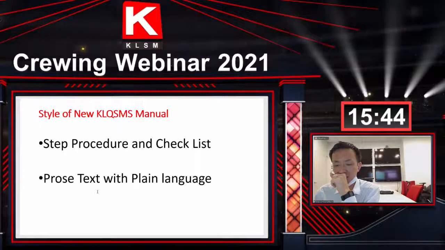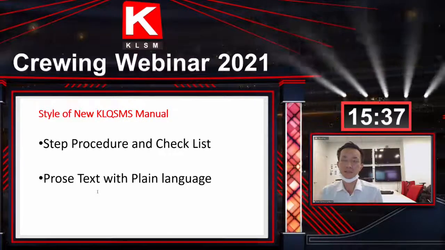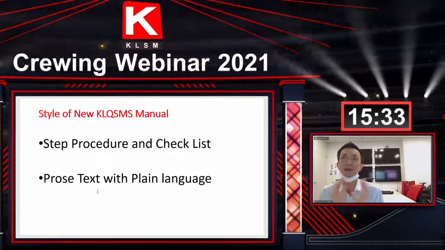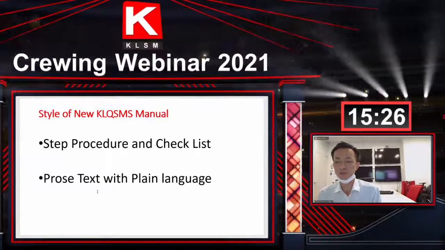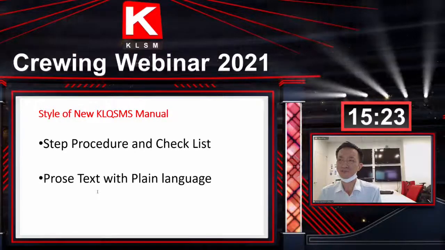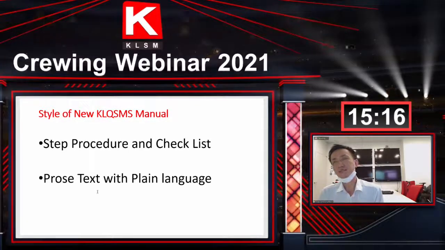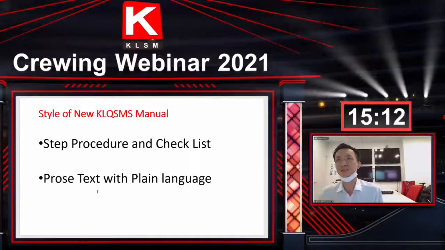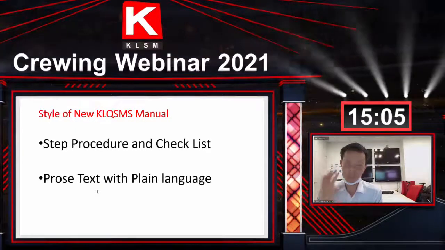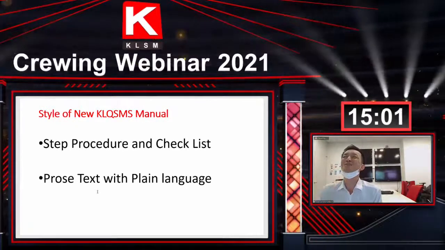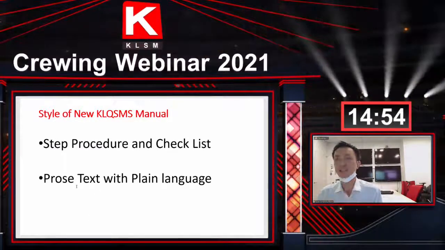The second point is prose text with plain language. Half of our SMS manual is like a handling manual, like an operation manual. But the other half talks about our policy, rules, or something like a textbook explaining cargo details or some kind of knowledge. So our SMS manual has two functions right now. The policy text and rules are mainly described in prose text.